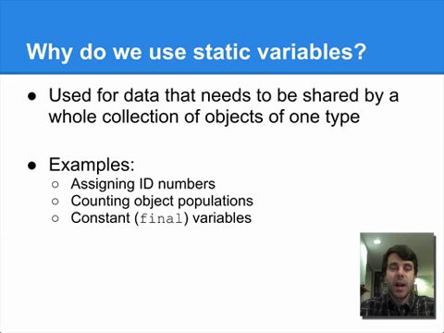That way each of the objects can update the counter that they all share together, and you can just output that. Another very common use of the static keyword with variables is when you're using constants, which are those final variables that we create to give a name to our magic numbers.